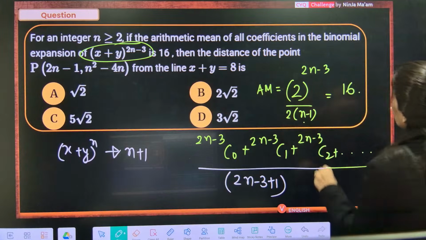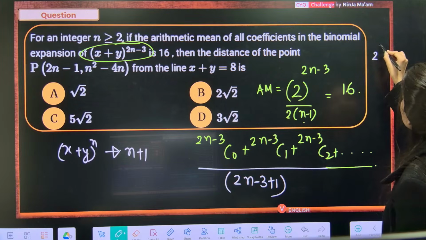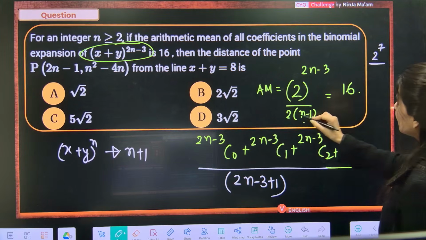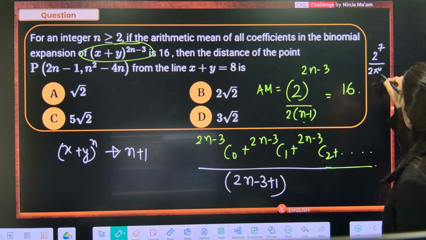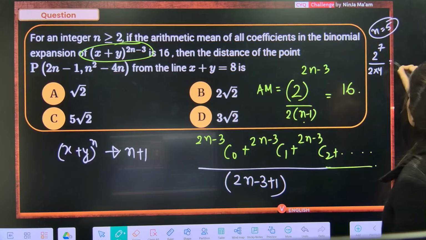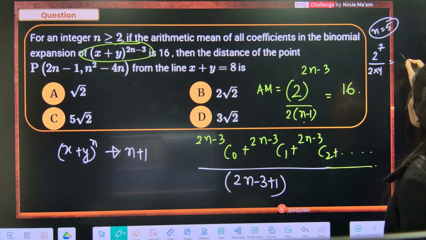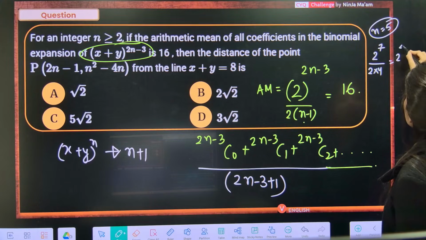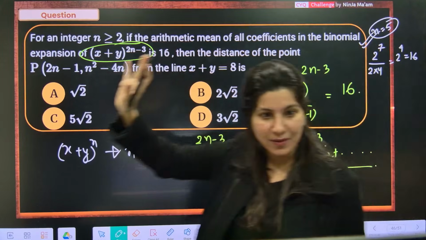The moment you put n is equal to 5, 5 2s are 10, 10 minus 3 is 2 power 7. And this is 2 into 5 minus 1, so 2 into 4. So if I put n is equal to 5, this is 2 power 7 and this is 2 cube. In fact, this is coming out as 2 power 4, which is 16. So n is equal to 5 is actually satisfying.